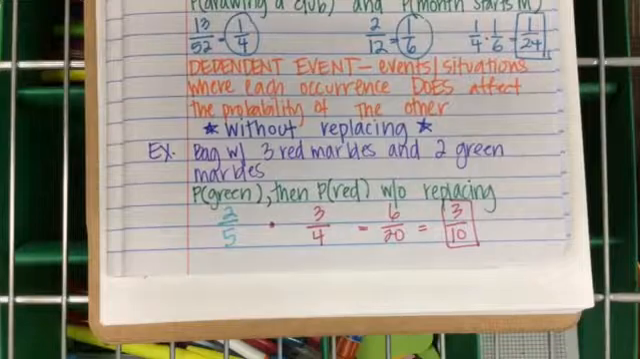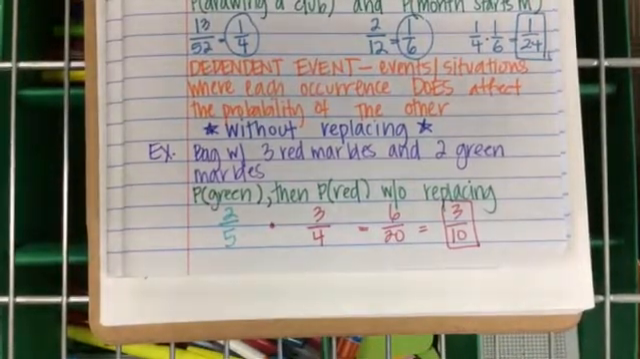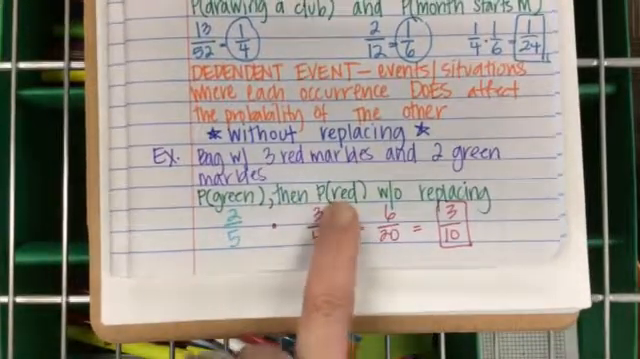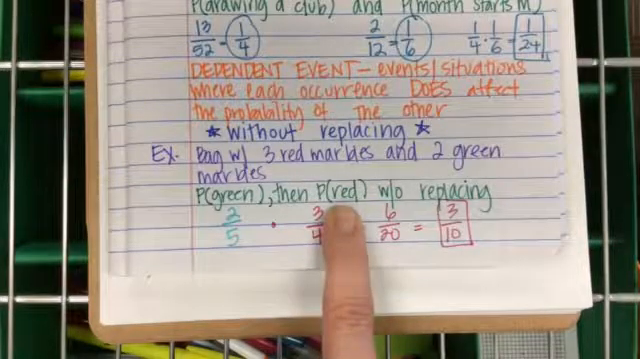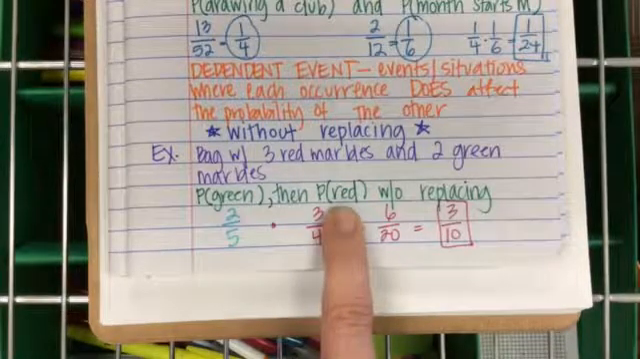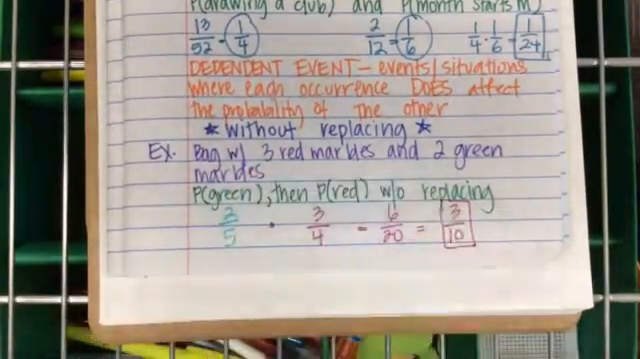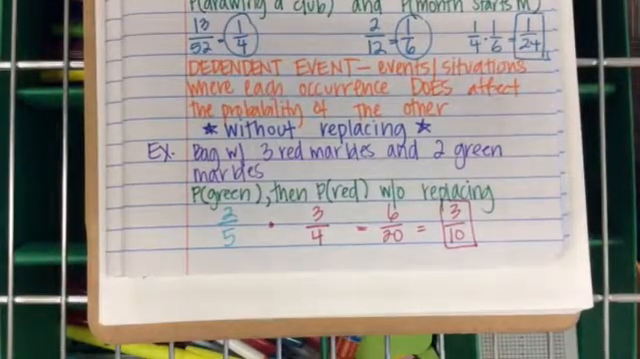If it can't happen, what would your fraction be? 0 out of 10 if it can't happen, right? If this said the probability of green and then the probability of blue, could you pick a blue marble? No. Why not? Because there's no blue marbles in the bag. It's 3 red and 2 green. So that would be a 0% chance, a 0 out of 10. That's never going to happen.